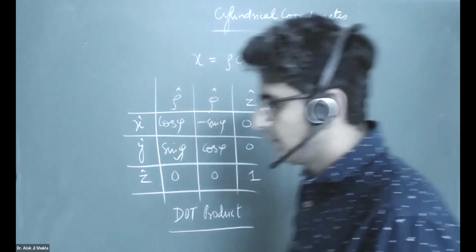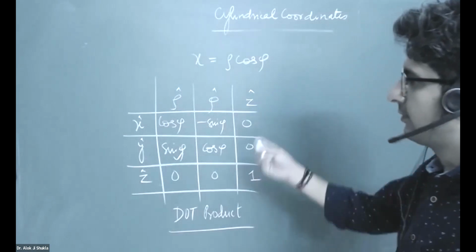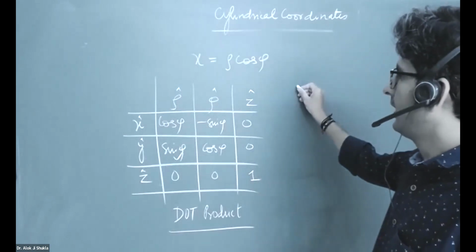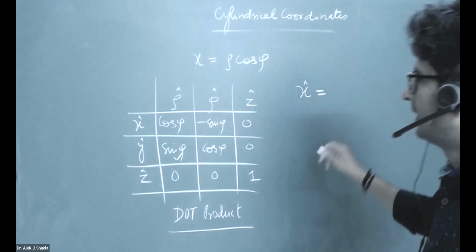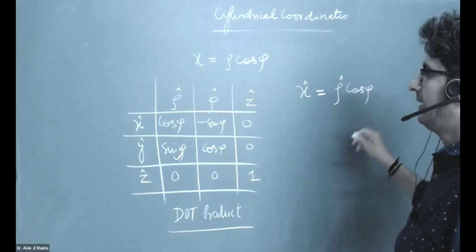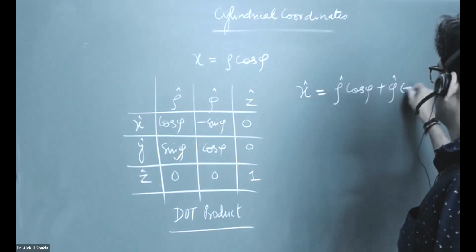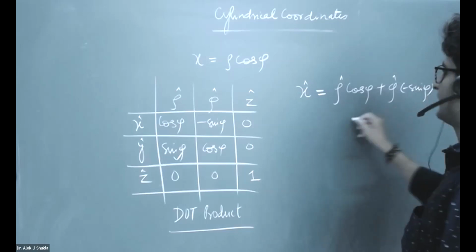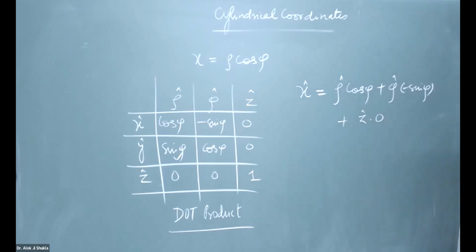Now you see, because the dot products are known, that means we can write any vector in terms of any other vectors. Suppose you want to write x cap. Please see this. It can be written as rho cap cos phi plus phi cap minus sin phi plus z cap into 0. Got it? Yes, sir.